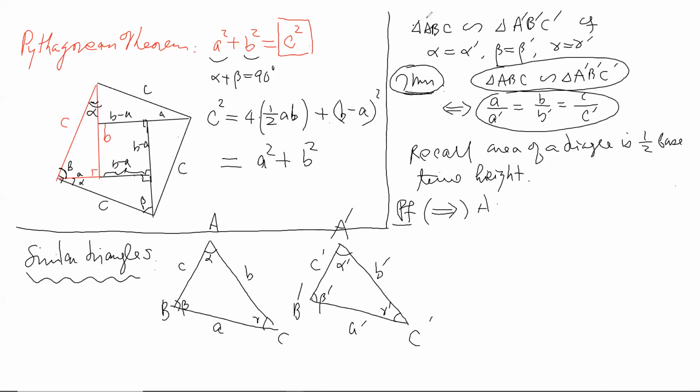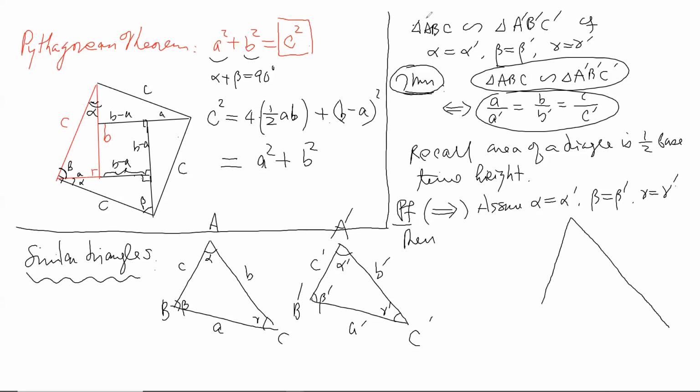So assume that alpha equals alpha prime, beta equals beta prime, and gamma equals gamma prime, okay? Assuming the corresponding angles are all equal, then we can do the following. We can glue the two triangles together.